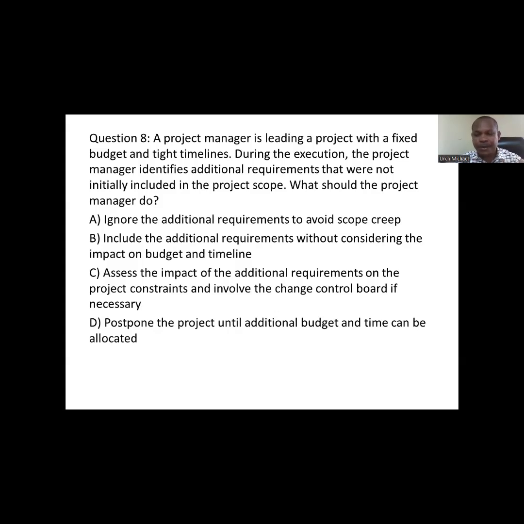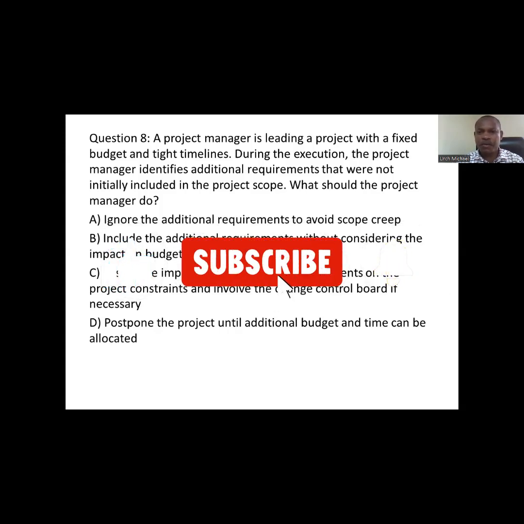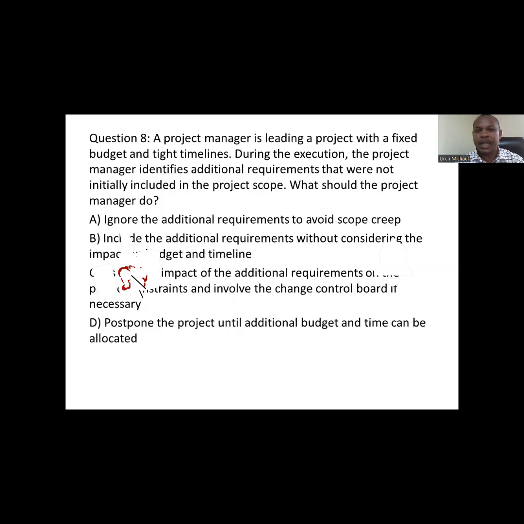That's the first thing you do. You have to assess the impact. How is it going to affect my project? That's the first thing, and you have to do that. You don't need to consult anybody to do that. You are the project manager, so you have to go ahead and do an assessment of the requirement first on the project constraints and involve the change control board if necessary. All right, so you have to involve the change control board.